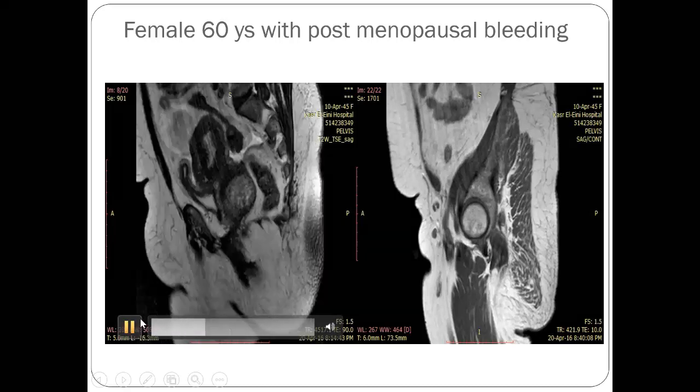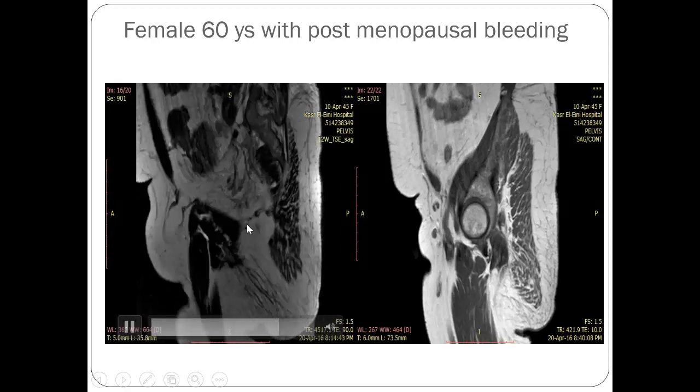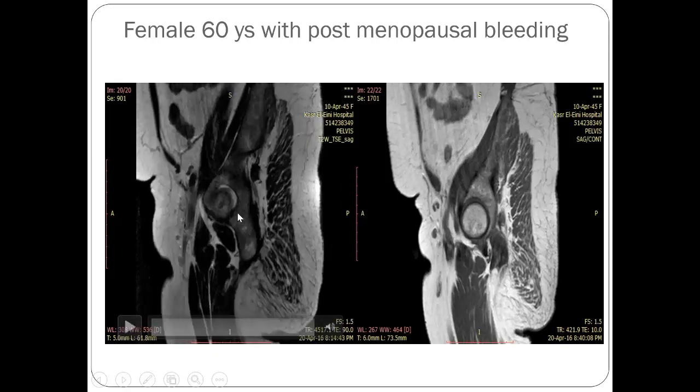How to differentiate? It is not the signal of a myoma, and it is pedunculated, large in size, and although it is very large in size, it is not infiltrating the stroma of the uterus or the cervix.